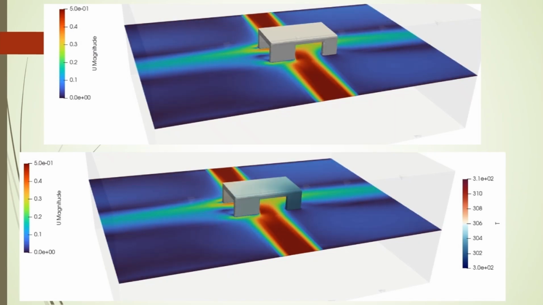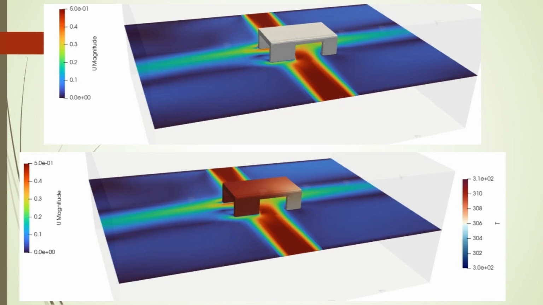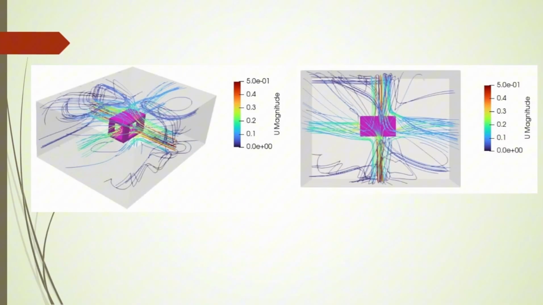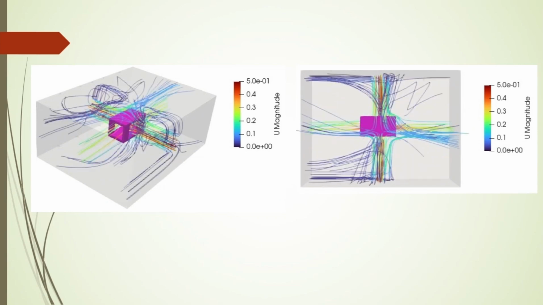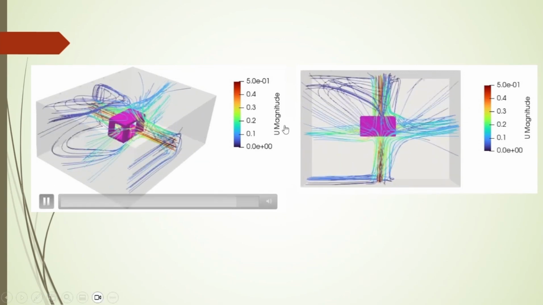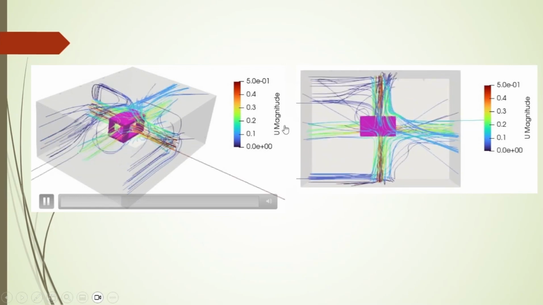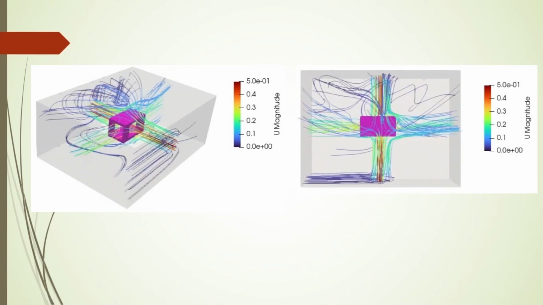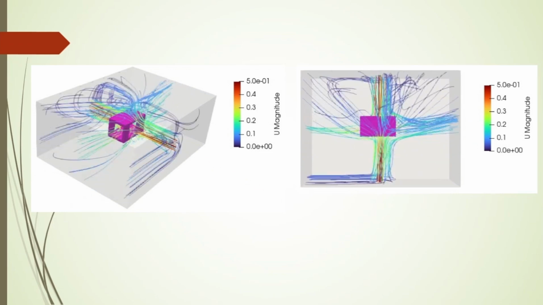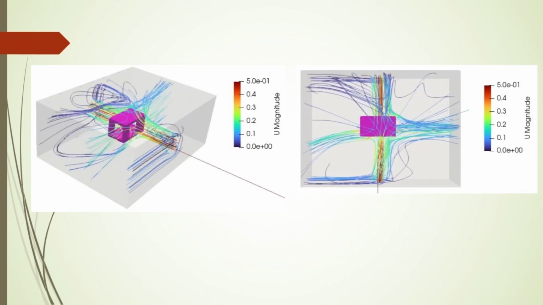Hence, comparing the velocity and the streamline plots, it is obvious that the air distribution is not uniform and resulted in poor heat transfer to the solid. The temperature of the solid has risen by only 12 degrees in 25 minutes.